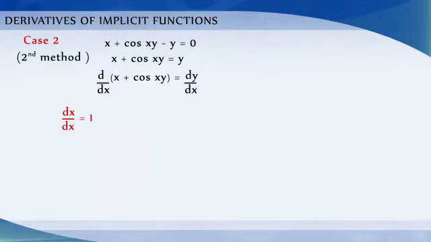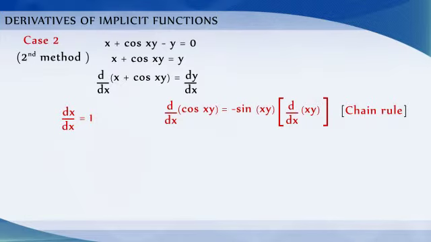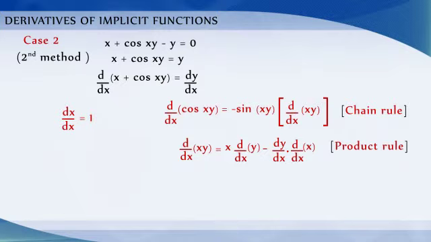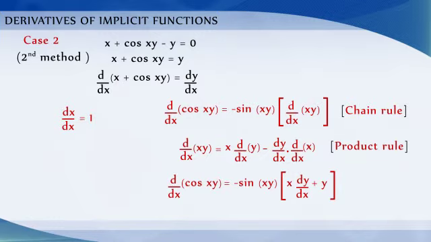Differentiation of x with respect to x is 1. Now, the differentiation of cos xy with respect to x can be evaluated with the help of the chain rule. That is, d by dx of cos xy is equal to negative of sin xy into the differentiation of xy. Now, the differentiation of xy can be done with the help of the product rule. So, we get the differentiation of cos xy as negative of sin xy into x into dy by dx plus y.